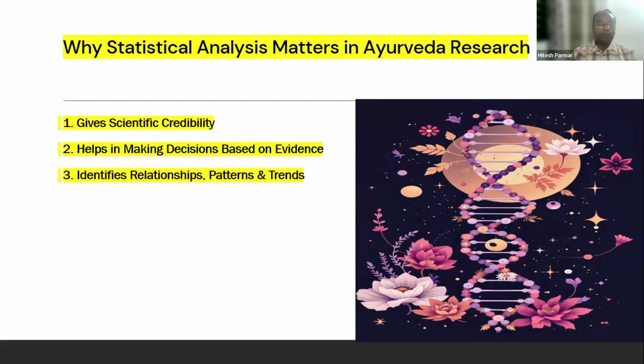It also identifies relationships, patterns, and trends. It is one of the objectives behind statistical analysis, to see how our variables are related with each other, and whether some patterns or trends are emerging or not. So we are also interested in identifying patterns of relationship and trends in the data. So it helps in identifying relationships, patterns, or trends.